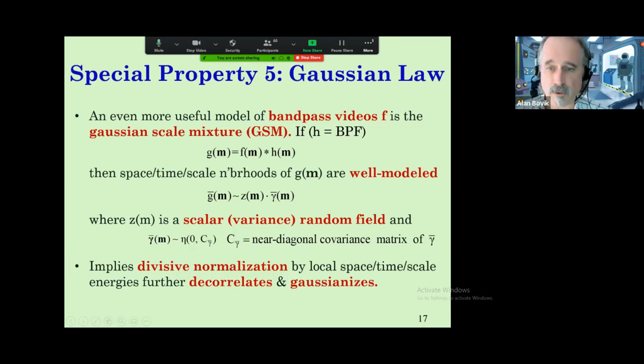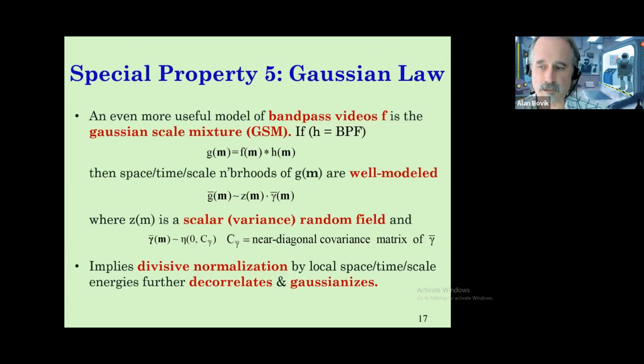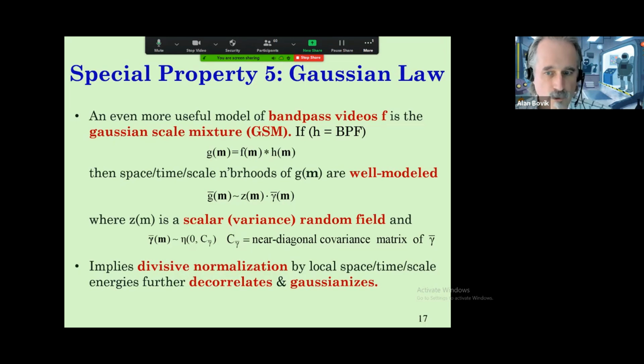So if we take a video and we bandpass filter it, then over either space or time or scale, we form small neighborhoods. So a small piece of, you just draw a little circle on a picture, or you take a little video clip, or if you have a wavelet transform, multiple scales, you look at neighborhoods in any of those spaces or a combined space. If the video is of good quality, then it will be well modeled by the so-called Gaussian scale mixture, which is expressed as a product of two random fields. One is a scalar variance random field, and the other is basically Gaussian white noise.